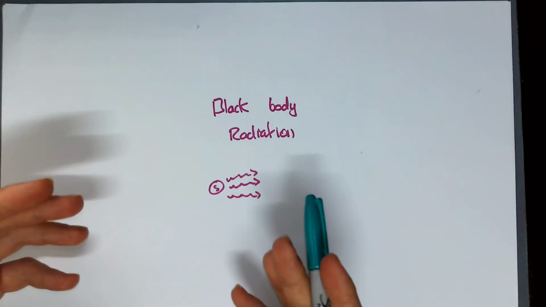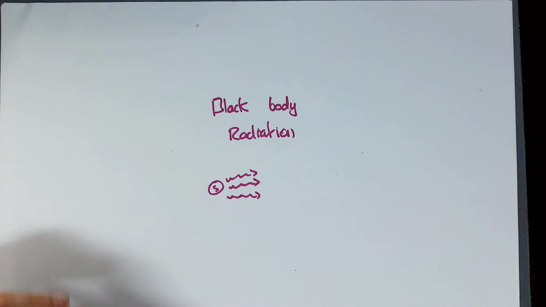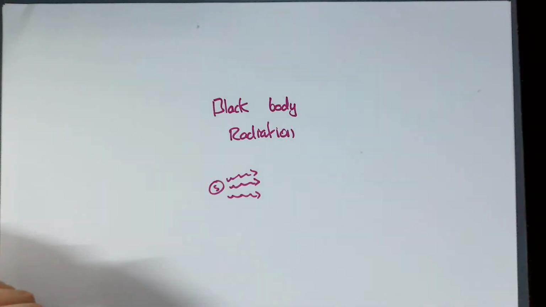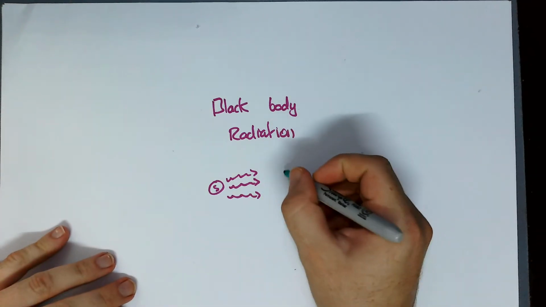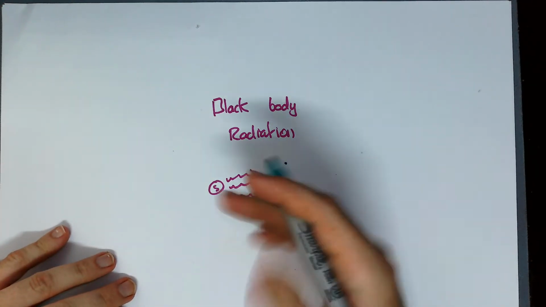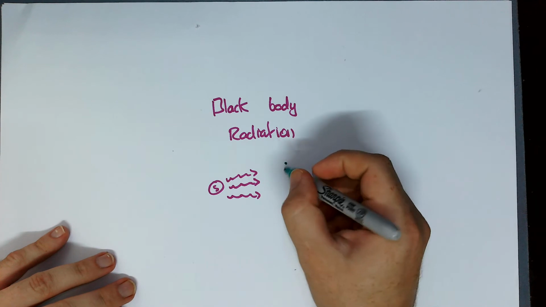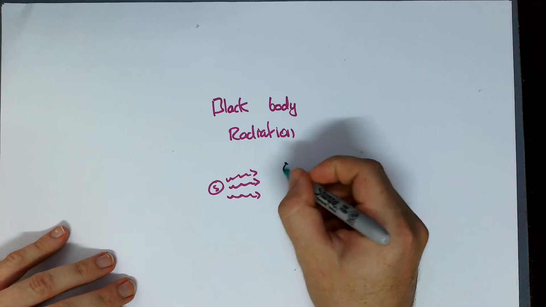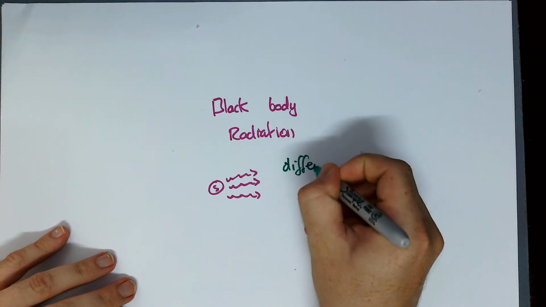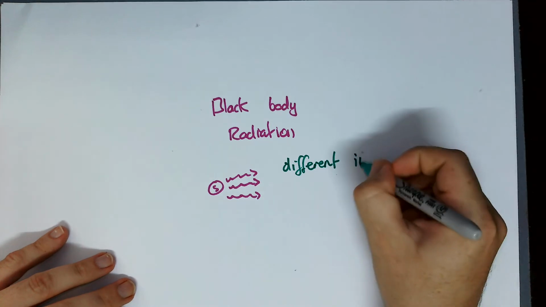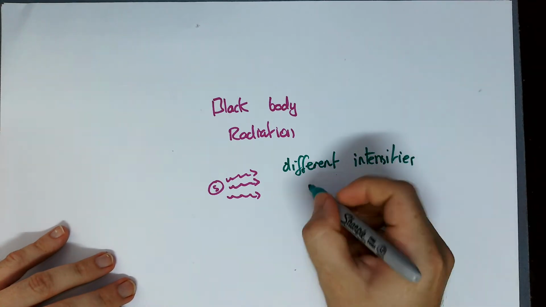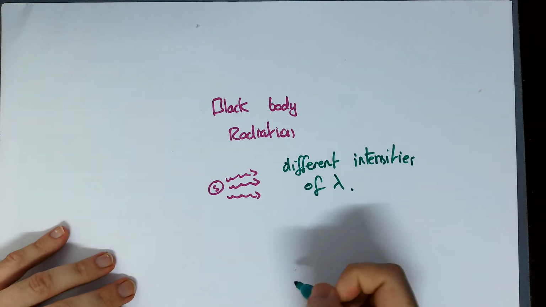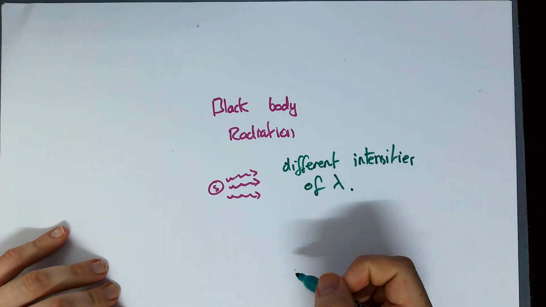Now you could do that through something you may have learned in AS, by using a diffraction grating to split it up into its constituent wavelengths to see all the different wavelengths, and there'll be different ranges of intensity of those wavelengths. So we're going to observe different intensities of wavelengths. Well, what's that going to lead to?